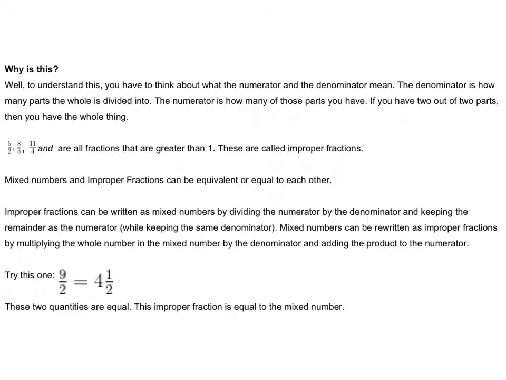So for an example here, 9/2 is equal to 4 1/2. And we can tell that by doing 9 divided by 2, I get 4 with a remainder of 1, and then I still keep my denominator. Okay, so if I start with 9/2, I get to 4 1/2 because 2 goes into 9 4 times with a remainder of 1, and my denominator stays at 2.